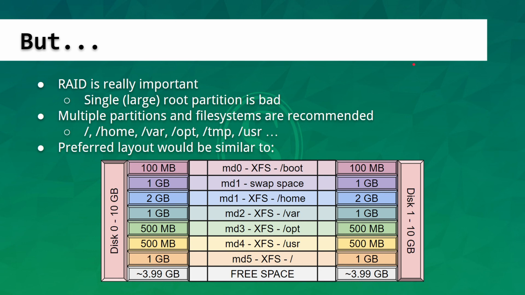Preferred though, right? So we have 100 meg for boot, we have 1 gig for swap, we have 2 gigs for home, we have 1 gig for var, we have 500 meg for opt and 500 meg for usr, we have 1 gigabyte for the root partition, and then we're still left with about 4 gigabytes left. And I always like to leave some free space in my system because you never know what you're going to need later, and you want to be able to expand a little bit. You don't want to give someone terabytes to use, and then when they use it, you go, well, I guess we'll have to buy another hard drive or somehow extend this.